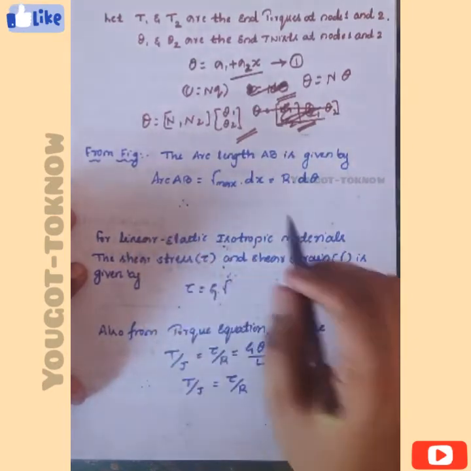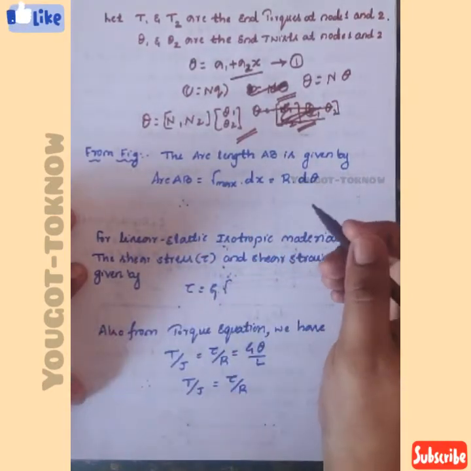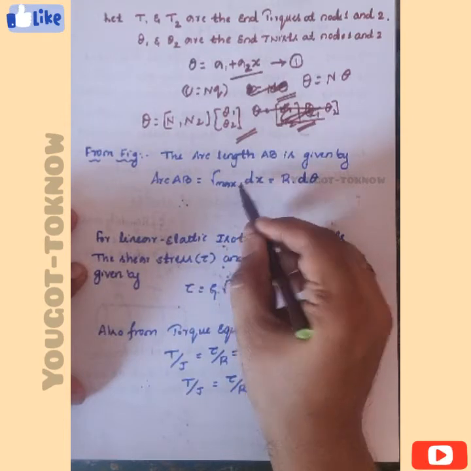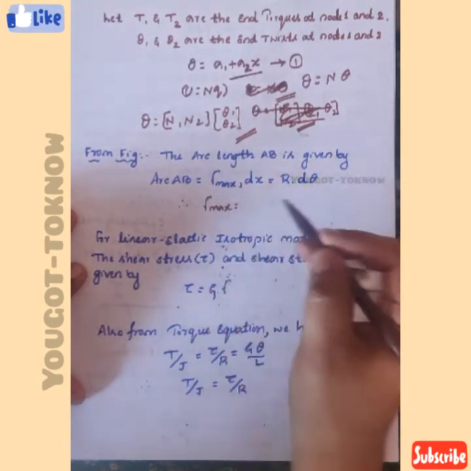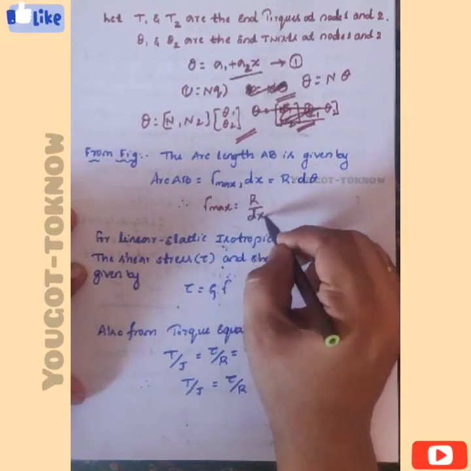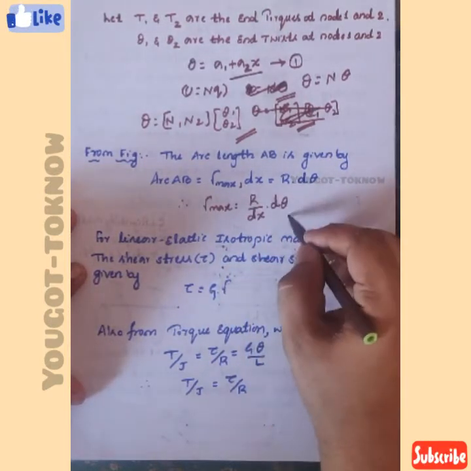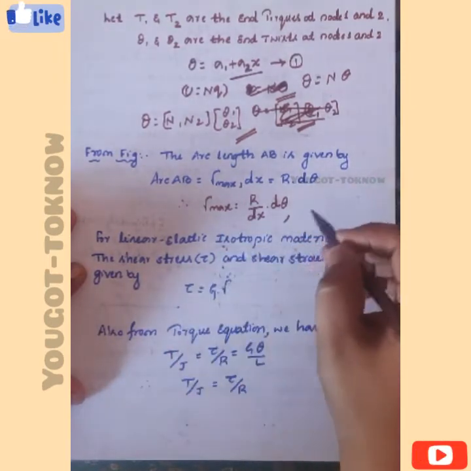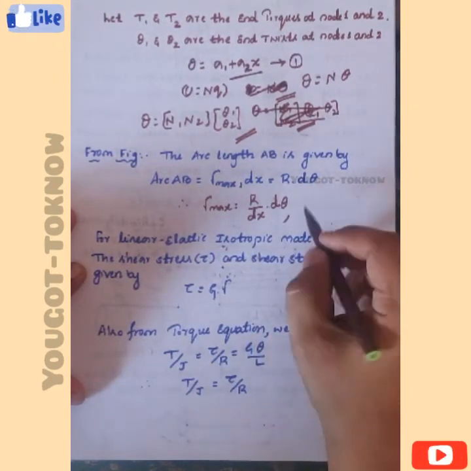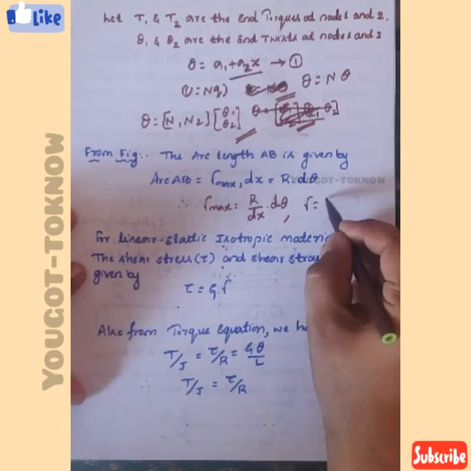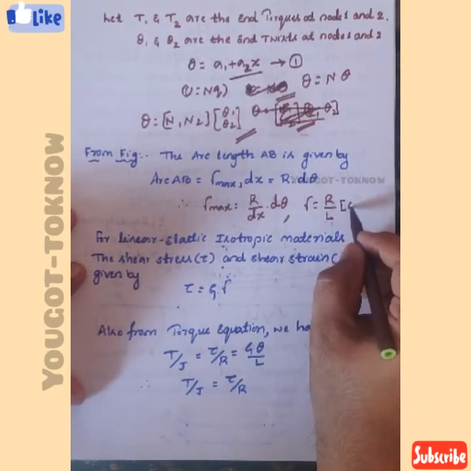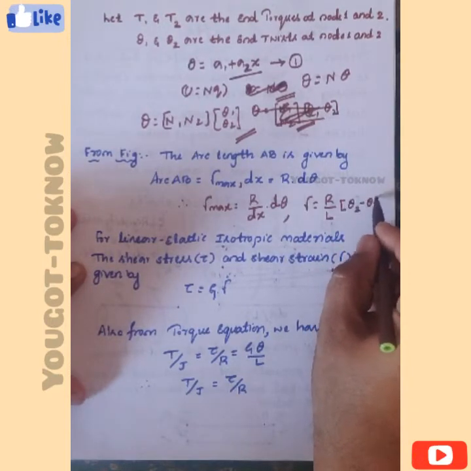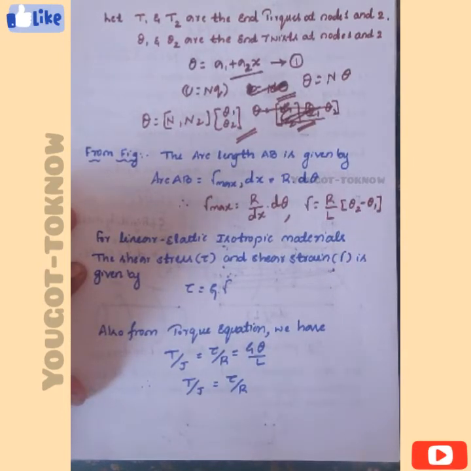Now come to the next. From the figure, the arc length AB is given by gamma max into dx. If you simplify it, gamma max will be equal to R by dx into d theta. At any position, gamma max means the maximum shear strain, but generally gamma will be equal to R, with dx replaced by L, and d theta taken as theta 2 minus theta 1. Why theta 2 minus theta 1? I am taking theta 2 as positive and theta 1 as negative. So theta 2 minus theta 1.